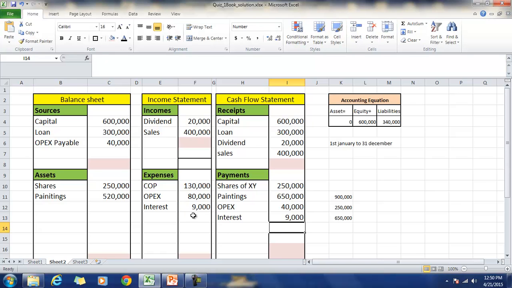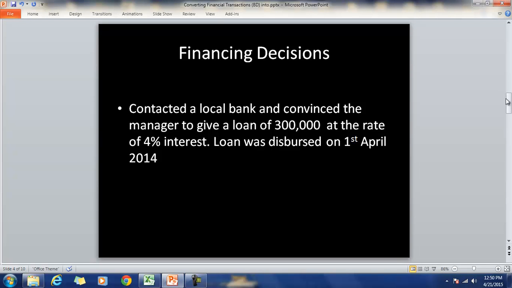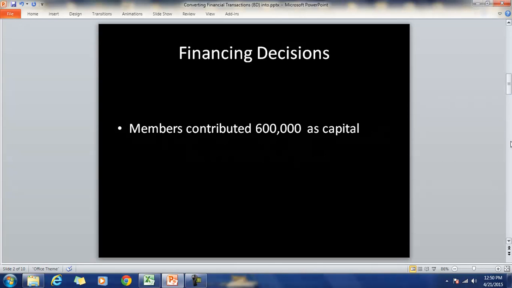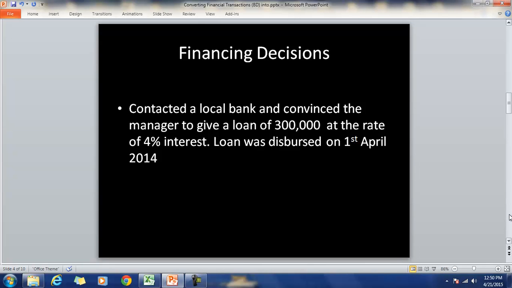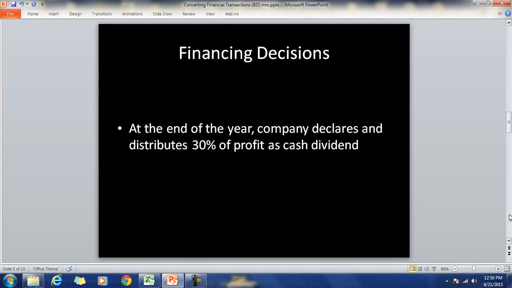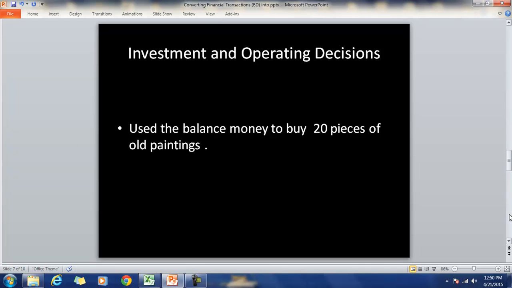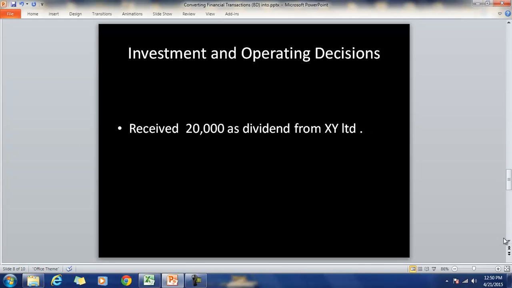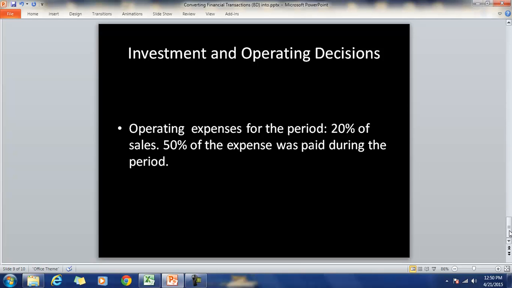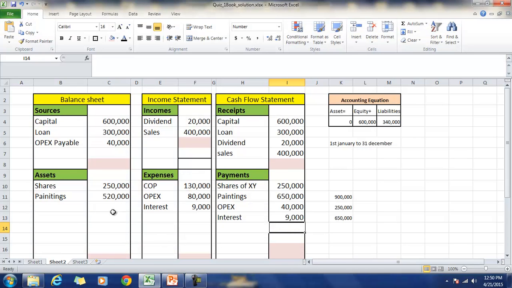So all the decisions that they have taken have been transferred to the financial statement. Money contributed, loan taken, interest on the loan, and the dividend at the end. They used the money to buy shares, they used the money to buy paintings, they received dividend, they sold paintings, and they paid expenses.